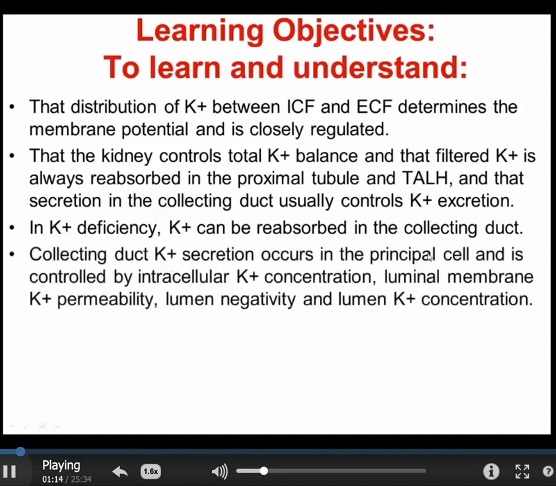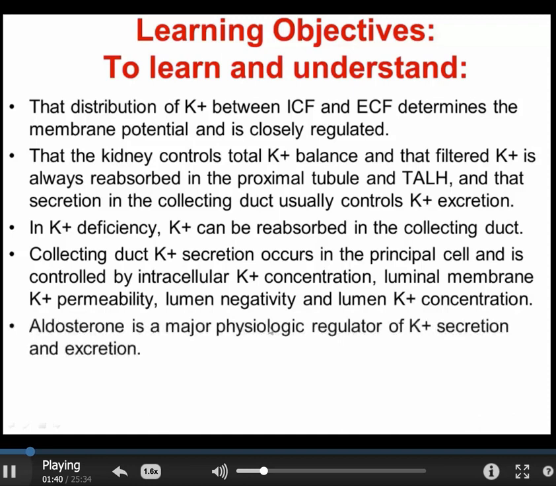This potassium secretion occurs in the principal cells, and it's controlled by how much potassium is within the cell, how permeable the luminal membrane of the principal cell is to potassium, how negative the lumen of the collecting duct is, and also what the potassium concentration is in the lumen. The major physiologic regulator of potassium secretion and excretion is the steroid hormone aldosterone, a mineralocorticoid made by the adrenal gland.